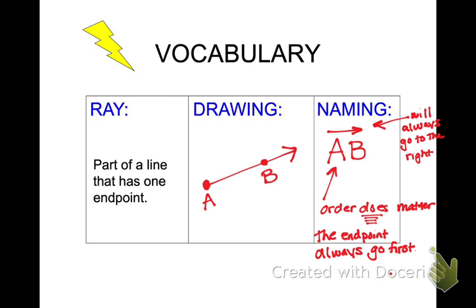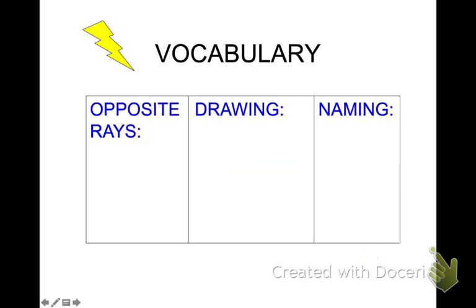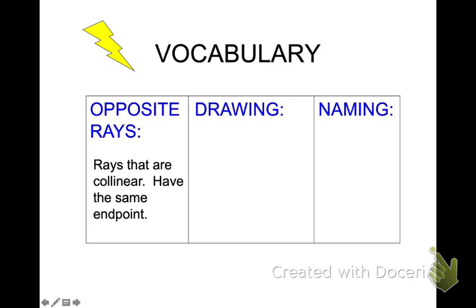Everybody got that? All right, so then our last thing we have here is opposite rays. So opposite rays are rays that are collinear. Remember, collinear means on the same line. And have the same endpoint. So rays that are collinear and have the same endpoint. So if I put a ray over here, there's one ray. We'll call that ray AB.